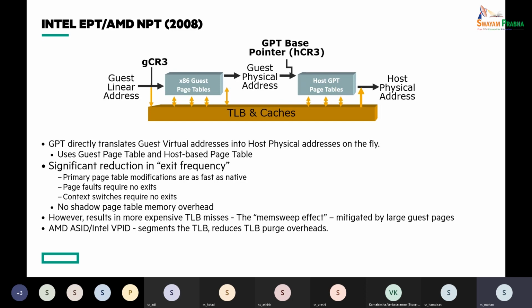But with this, you didn't need to do a TLB flush, or purge as it's called, when you do a context switch, and you could keep the entries as they are in the processor tables, because they are tagged by your guest information. So this was another neat enhancement which came after the EPT and NPT.